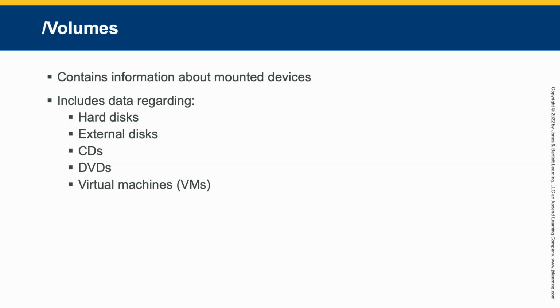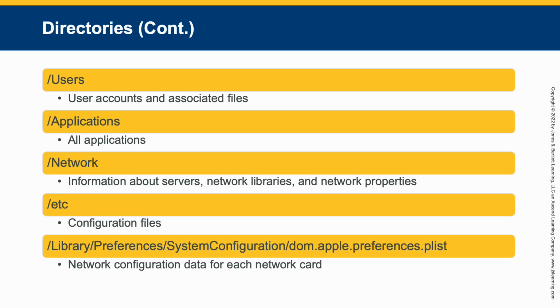The volumes folder contains information about mounted devices, and includes data regarding hard disks, external disks, CDs, DVDs, and virtual machines. I would suggest you look into this. The users folder has user accounts and associated files, and applications has all applications, as given on the screen.